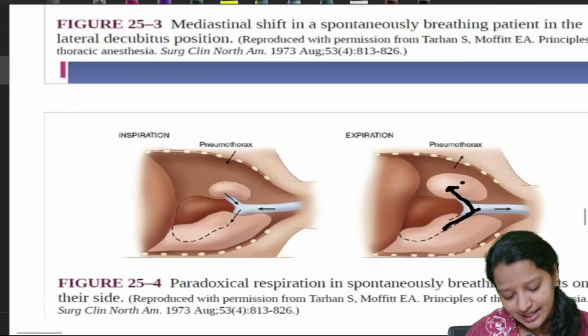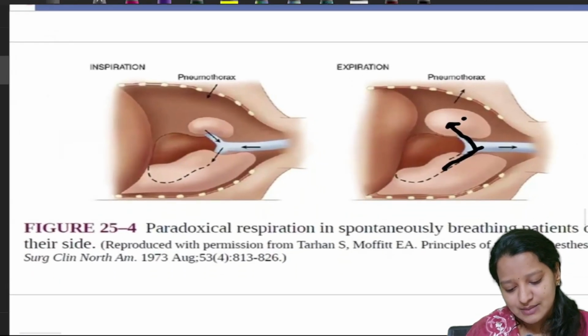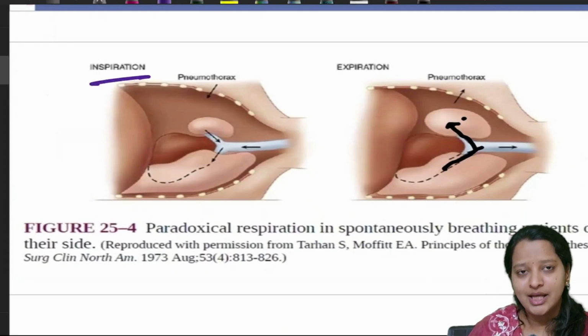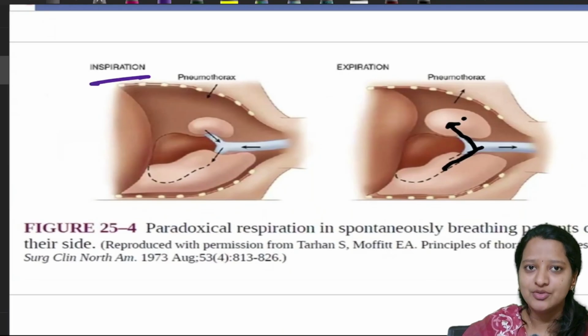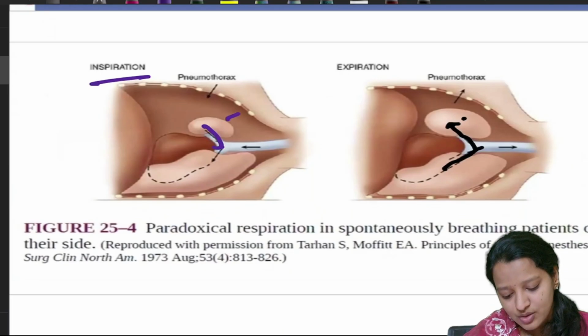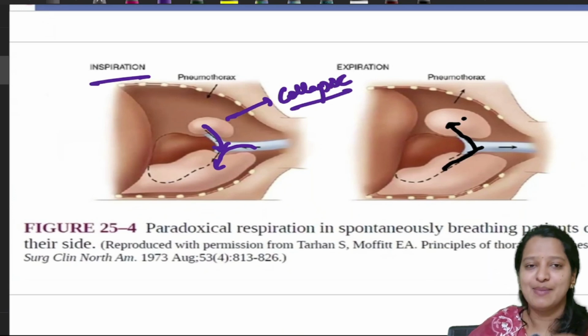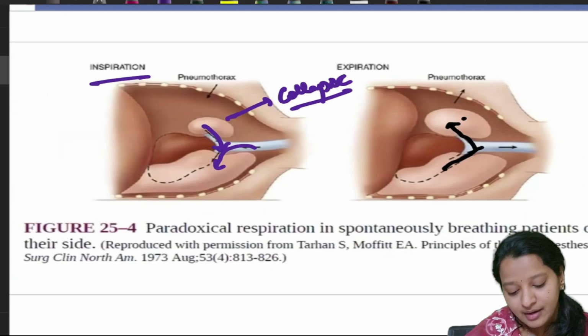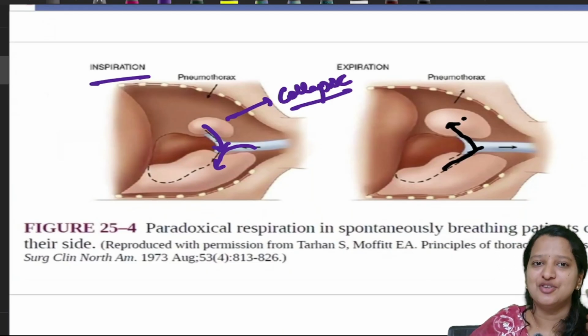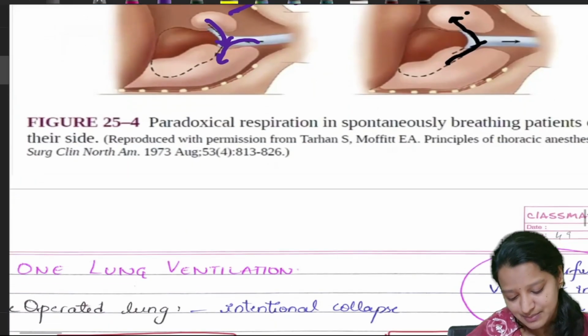Coming to the second effect, paradoxical respiration. This is inspiration, and here the air is being sucked into the normal lung, both from the trachea, the atmosphere, and also from the opposite lung. So the air goes here, causing collapse of the affected lung and expansion of the normal lung. So, getting collapse during inspiration, it is reverse. So it is paradoxical respiration.